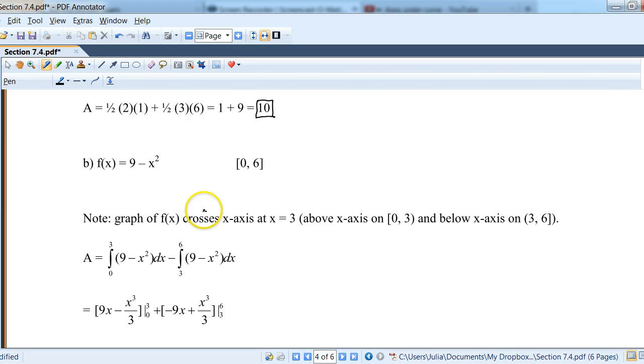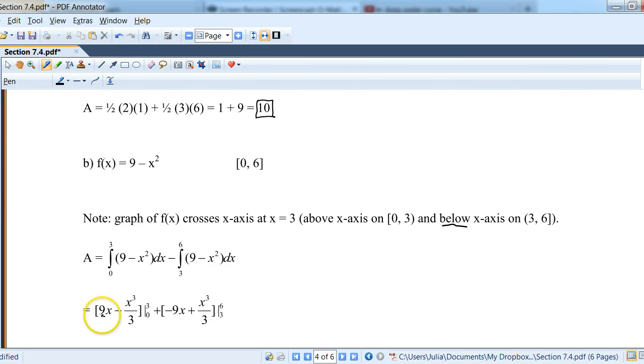But when I graphed it, I noticed that f of x crosses the x-axis at x equals 3. It is above the x-axis from 0 to 3 and below the x-axis from 3 to 6. This helps us to figure out what the intervals are, or our integrals. So the integral from 0 to 3 stays positive, so that's 9 minus x squared. But then the integral from 3 to 6, I put a minus sign because it's below the x-axis. Okay, so that's what determines if it's negative or not.